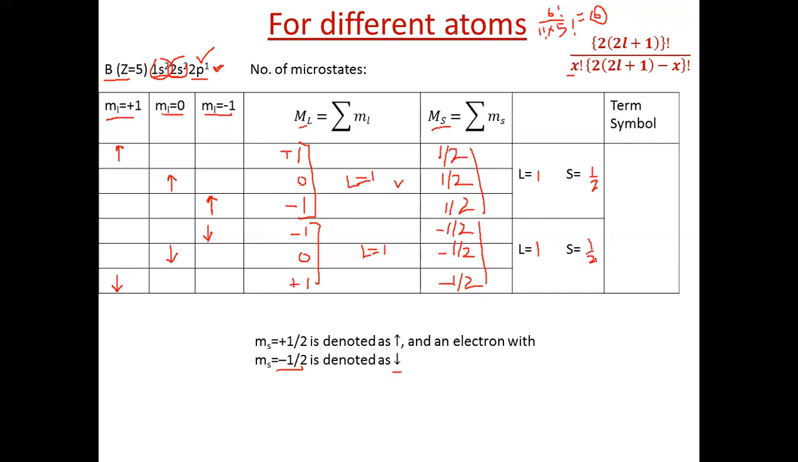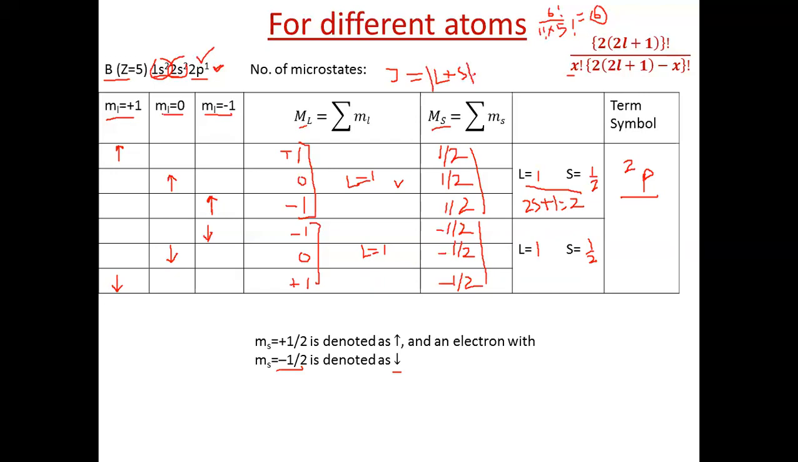So for this, the term symbol is, L is 1, so the symbol is P. S is half. 2S plus 1 is 2 into half is 1, 1 plus 1 is 2. 2P. Okay, now we have to calculate the value of J. So this is the term without J. We have to put the value of J. Now we know that J is equal to L plus S.